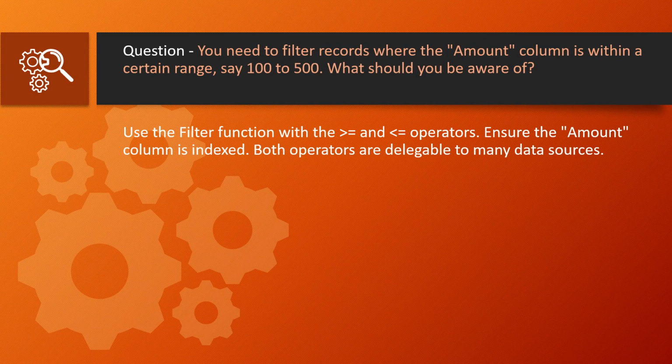You need to filter records where the amount column is within a certain range. Suppose here you need the amount column between 100 and 500. What should you be aware of? In this case, you will use the Filter function with the greater than or equal to and less than or equal to operators, and ensure the amount column is indexed. Both operators are delegable to many data sources.